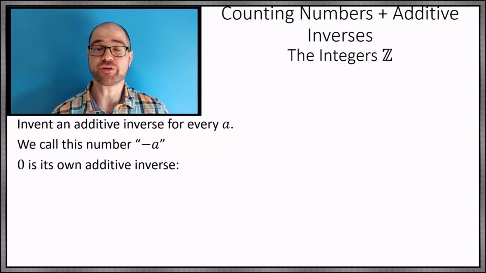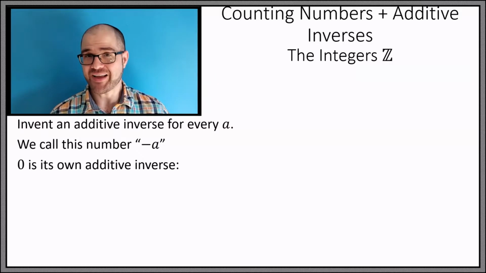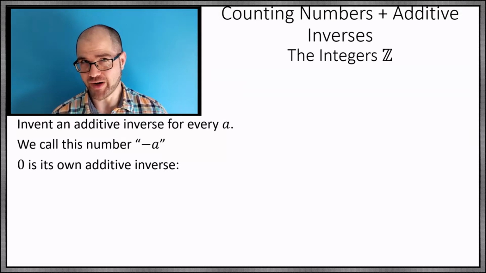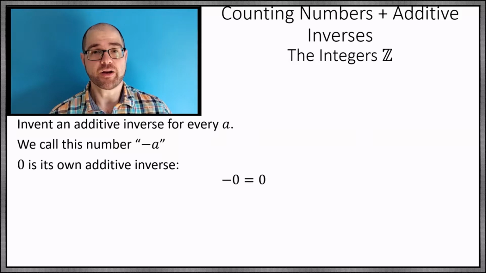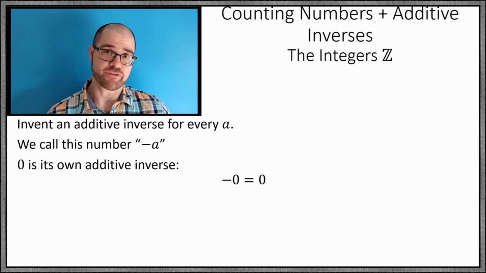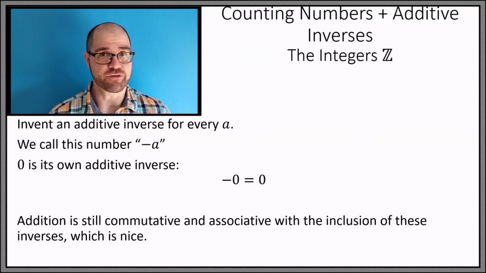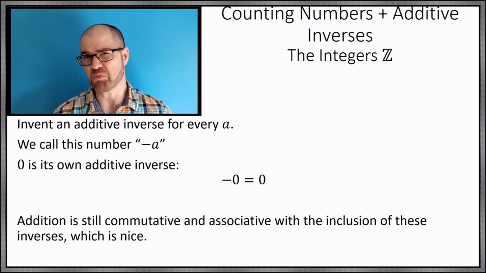The natural number 0 is actually its own inverse for addition. The number to add to 0 to get out 0 is already 0. In other words, negative 0, the additive inverse of 0, is just 0. You can show that addition is still commutative and associative even with these negative integers included. That's good. We didn't break anything.